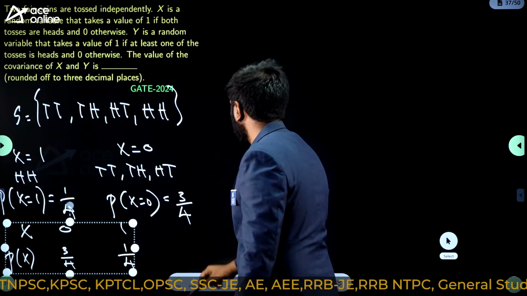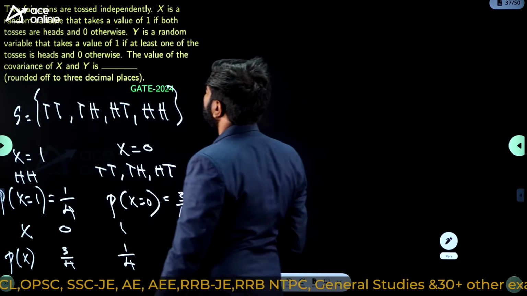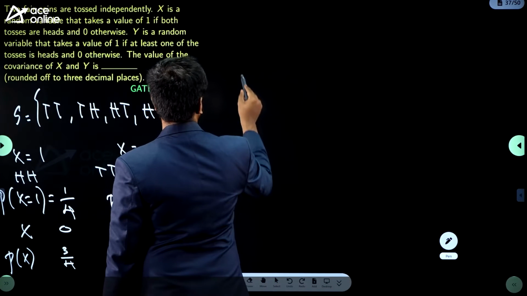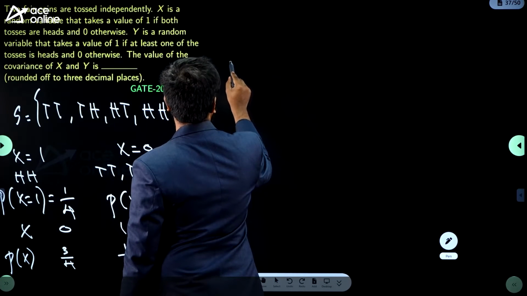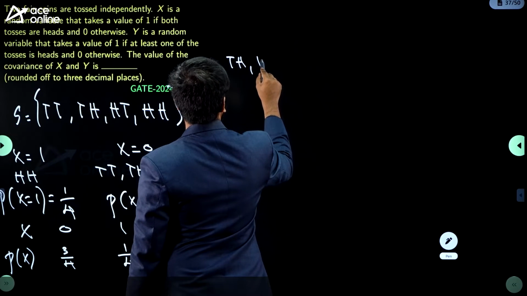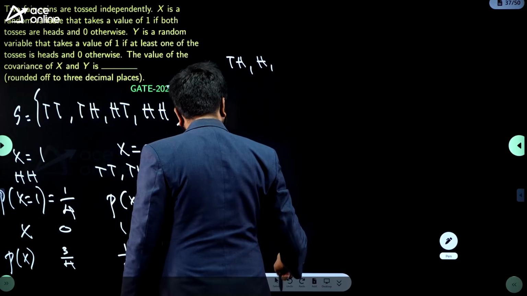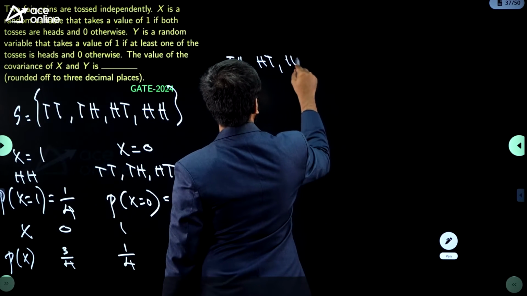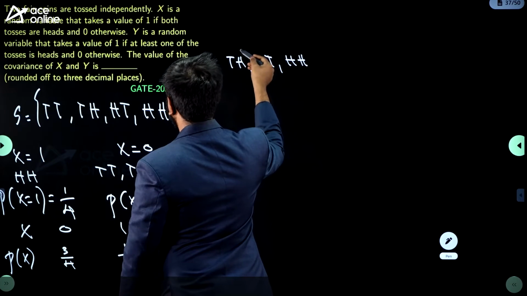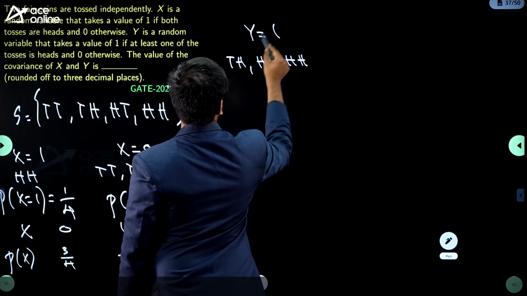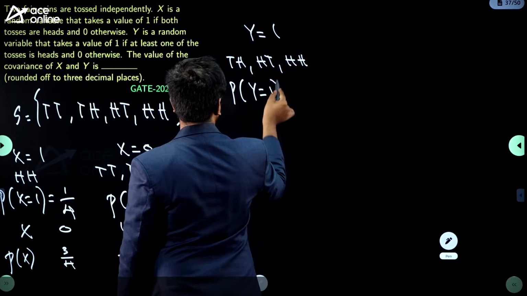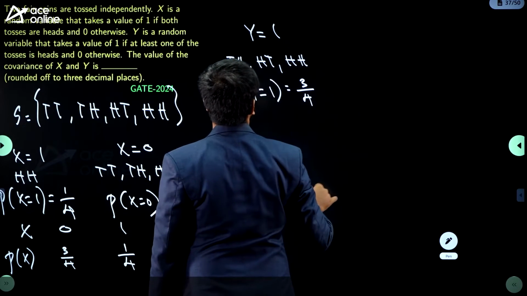Next, what about y? Y is a random variable that takes the value 1 if at least one of the tosses is head. At least one of the tosses is head. So will this be okay? Tail head, head tail, yes, head tail is also fine, and then head head is also fine, because at least one toss is head. So in such case y takes the value 1. What is the probability of this event? Since out of the 4, 3 points are here, the probability of this event is 3 by 4.